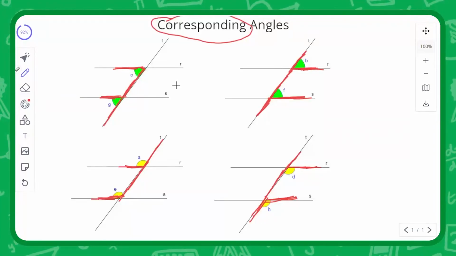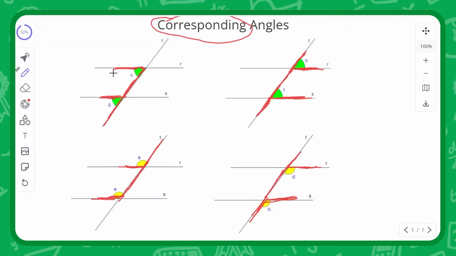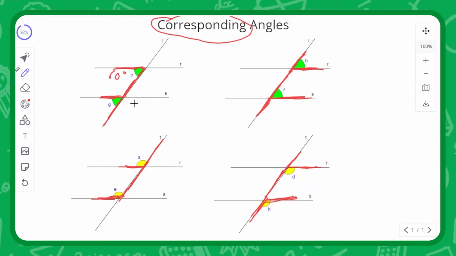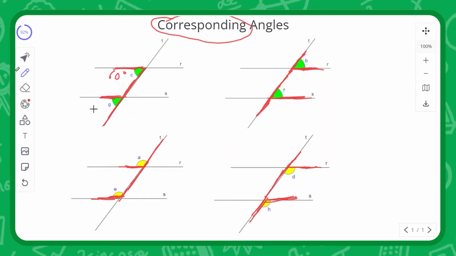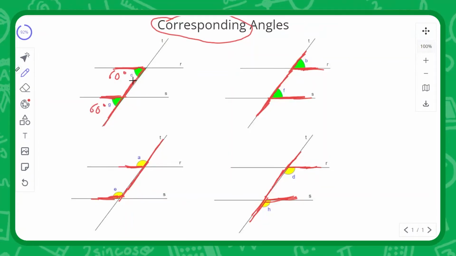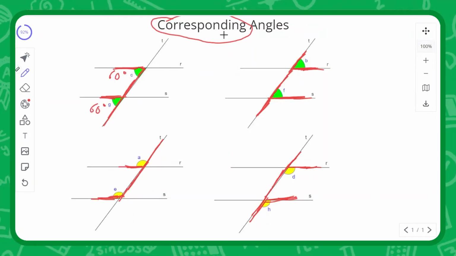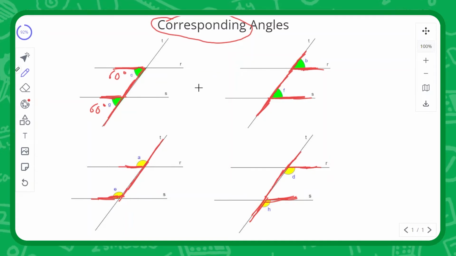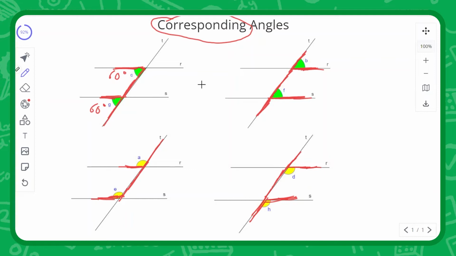Quick numerical example here. If C was to be 60 degrees, and someone was to say, what is G? Your answer would be, G is 60 degrees because C and G are corresponding angles. And again, you must use that word corresponding. You must remember it, otherwise you do not get the marks.